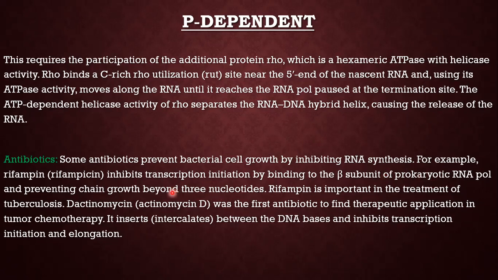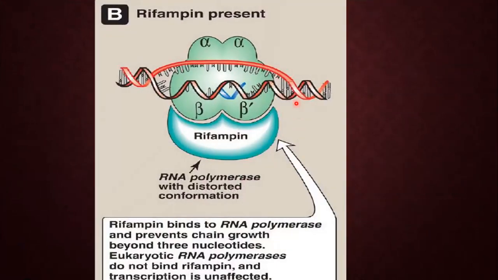and by doing so, it will prevent bacterial cell growth and can be used in the treatment of TB. Then we have another drug known as dactinomycin or actinomycin D, which has a slightly different mechanism of action in that it was the first antibiotic to find therapeutic application in tumor chemotherapy. How does it work? It usually intercalates, or inserts, between the DNA bases, and by doing so, it will inhibit transcription initiation and elongation.